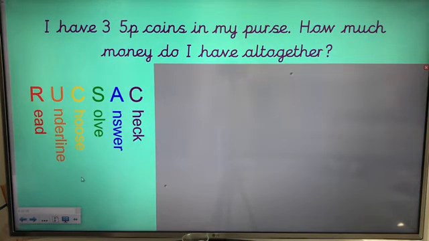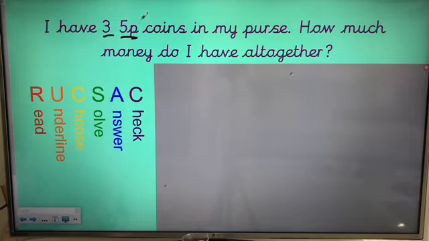So let's read it together. I have 3 5p coins in my purse. How much money do I have all together? Okay, so I've got 3 5p coins in my purse. How much money do I have all together? Let's have a go at underlining the important information. I told you that the important information in maths word problems is often any numbers. So it's important to know that we've got 3 lots of 5p coins.